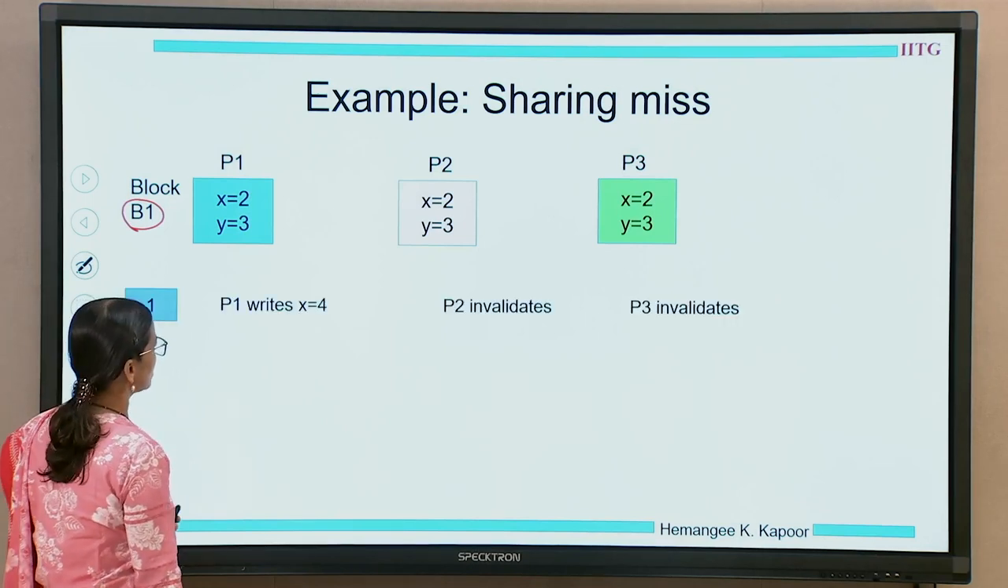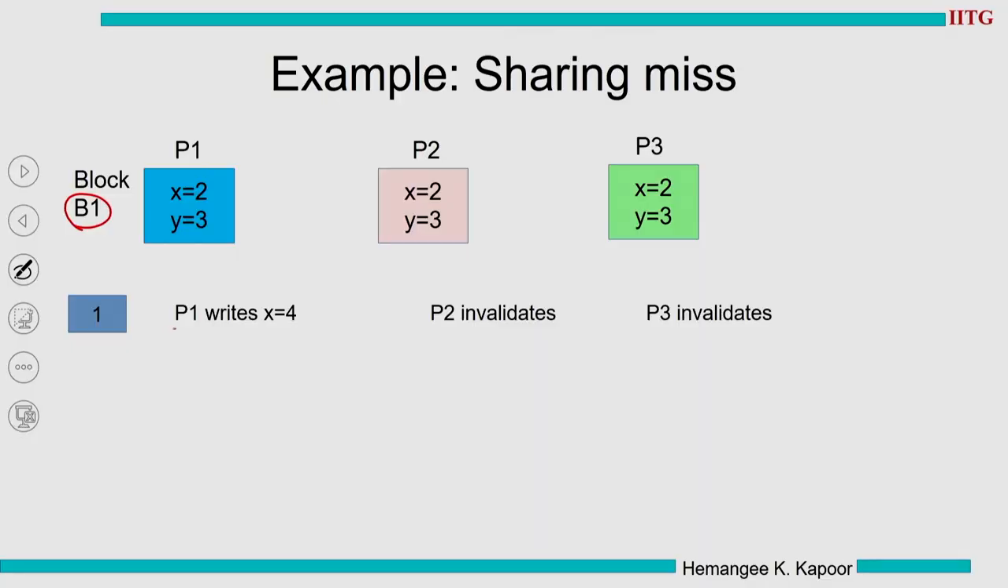The first event which occurs is P1 wants to write x equal to 4 in this block. So what will it do? In an invalidation based protocol, it will invalidate this. So this block gets removed, and it also gets removed from P3. Both of them remove the cache block. So P1 successfully makes x equal to 4.